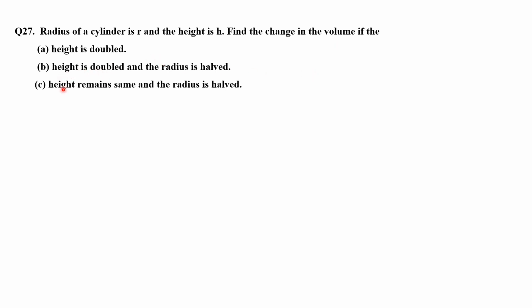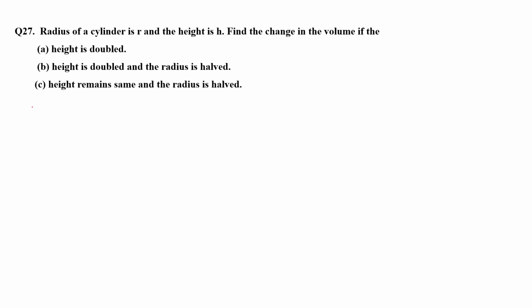Similarly, the other two questions are: when height is doubled and radius is half, then what is the change? And if height remains same and radius is half, then what is the change? So in all the three cases, you have to find the change in the volume. Okay, so let's do the first one. So in the first one, it says height is doubled.